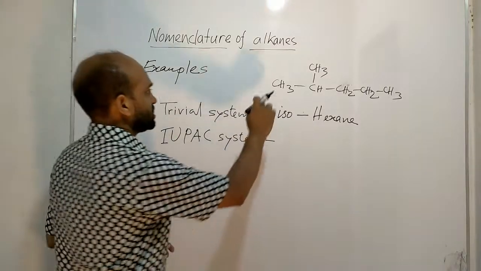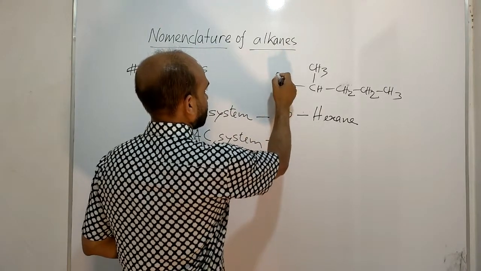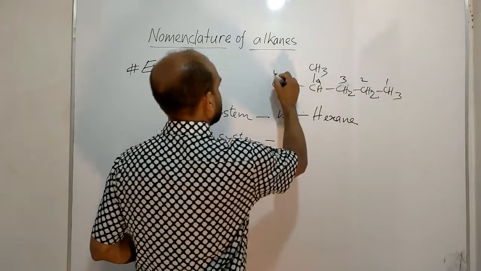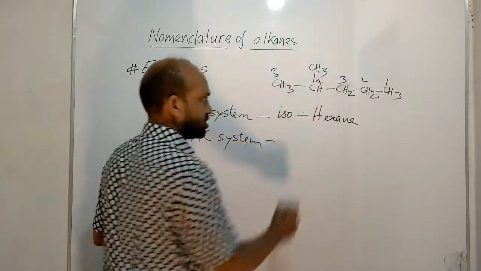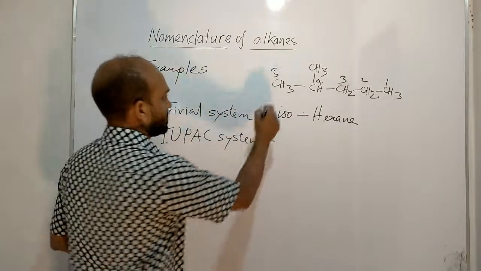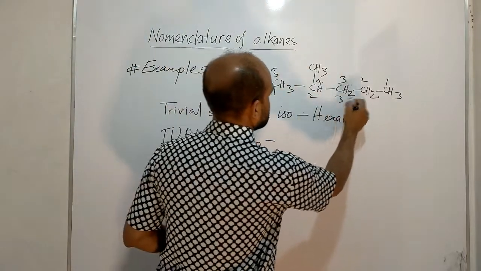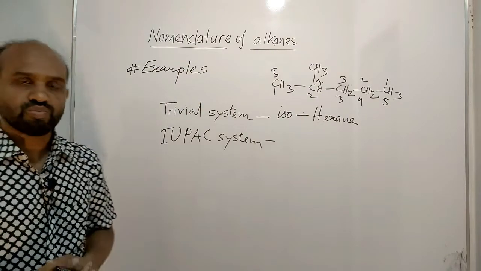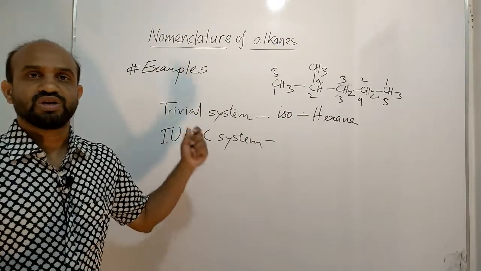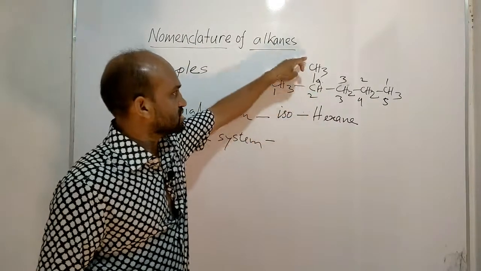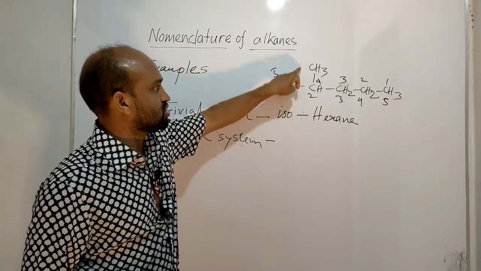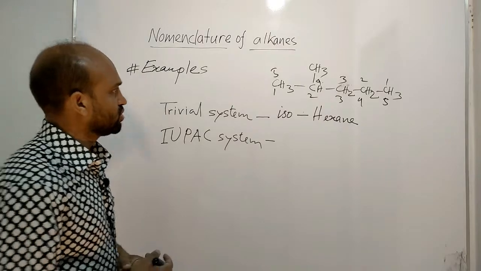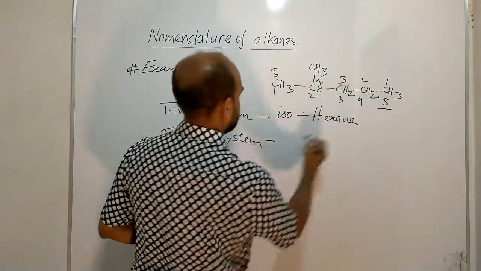According to the IUPAC system, the longest chain is determined and substituents are expressed with lower number. The longest chain is here. If it is numbered from the right, 1, 2, 3, 4, 5, at carbon 4 there is a methyl group, and if it is numbered from the left, 1, 2, 3, 4, 5. So the compound must be numbered from the left to express the substituent with lower number. So now the name of this compound will be 2-methylpentane.